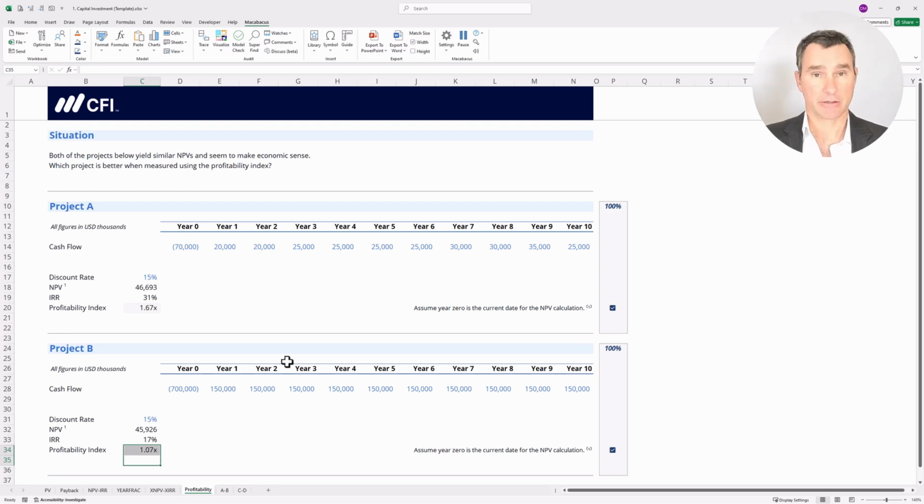So it's great that we've calculated these figures, but more importantly, how would we use them to help us? Well, first of all, if we look at these two projects, very similar NPVs. In fact, if we were just using NPV, it might be hard to choose between the projects. Now we look at the profitability index. Both profitability indexes are higher than 1, so we know that both projects are creating value, but this one is substantially higher at 1.67 versus this one at 1.07. So we would end up choosing project A over project B if we only had sufficient capital for one project.